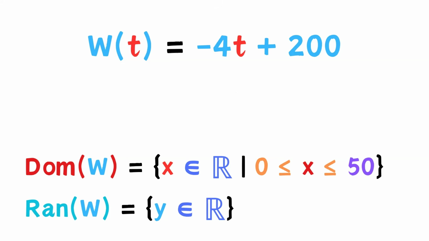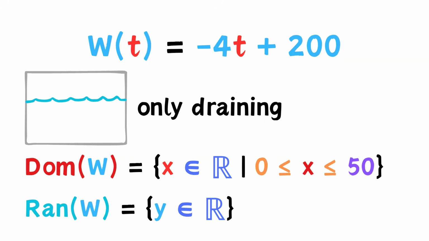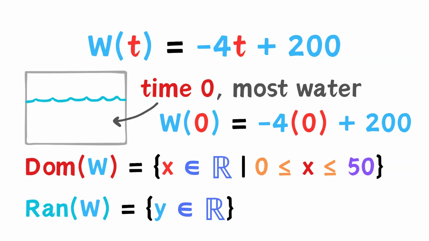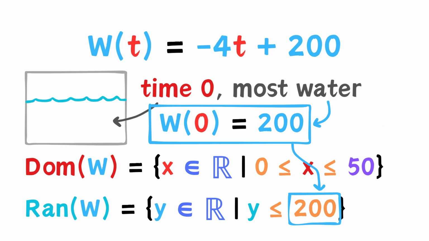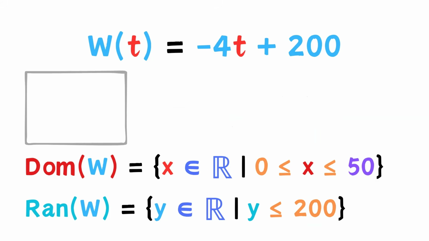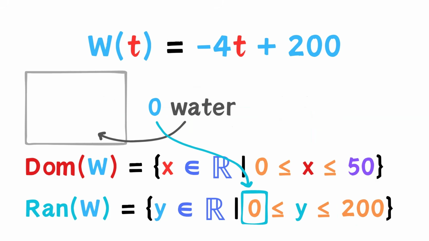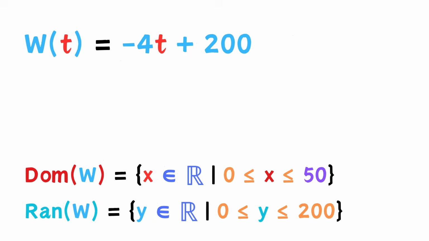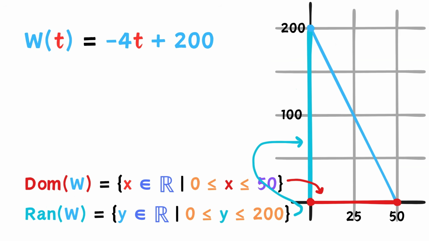Now, what would the range be? We know that the water is constantly draining out, none is being added in. So at time 0, before the drain is let out, that's when there must be the most water. w of 0 is 200. So the output must be smaller than or equal to 200. Where there's no more water, the output is at a minimum. So the range is greater than or equal to 0 and smaller than or equal to 200. Bingo. And plotting this function on a graph, we can verify our answer.